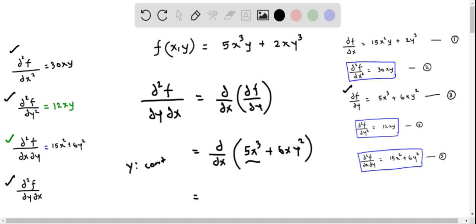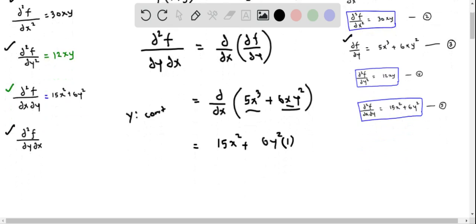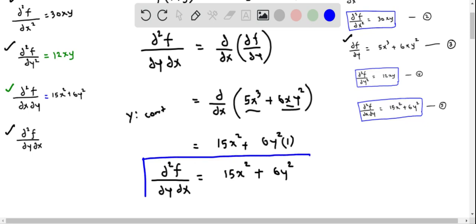And so the derivative of 5x cubed is 15x squared. And then for the second term, we have to treat y as constant. So we write 6y squared, and then the derivative of x is 1. And so this simplifies to 15x squared plus 6y squared. This is the partial derivative of f with respect to y first and then x. And thus we have determined all the partial derivatives.